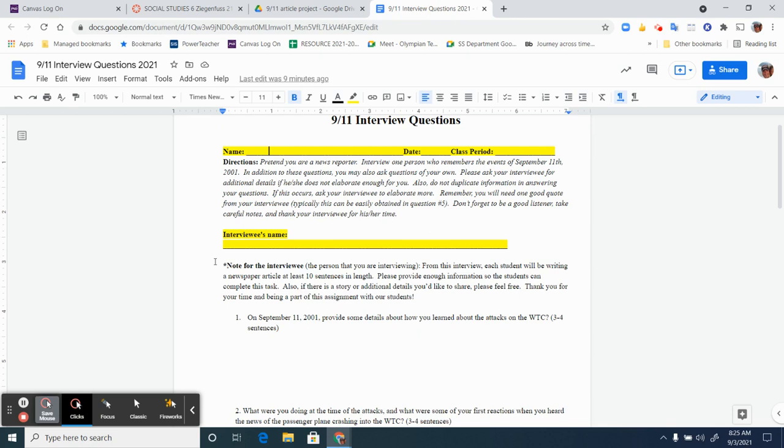Also, do not duplicate information in answering your questions. If this occurs, ask your interviewee to elaborate more. Remember, you'll need one good quote from your interviewee. Typically, this can be obtained in question 5. I'll go over that in a moment. Don't forget to be a good listener, take careful notes, and thank your interviewee for his or her time.